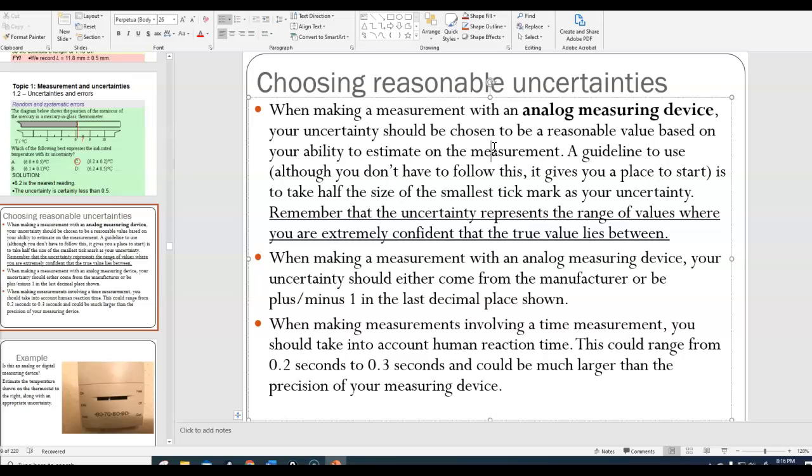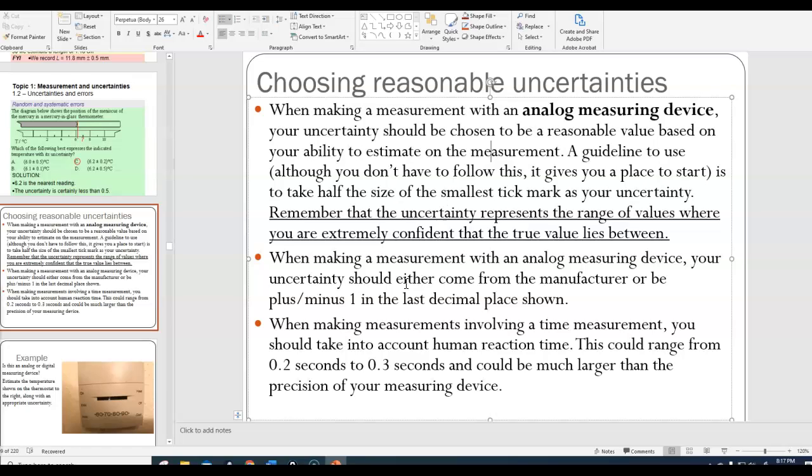A safe guideline to use is to basically take half of the smallest tick mark as your uncertainty. And so, for example, if you were measuring the length of something and you had millimeter tick marks, then you could start off by using an uncertainty of 0.5 millimeters or 0.05 centimeters as the uncertainty. Now, you don't necessarily have to use that because you might be able to go smaller than that, but that would be a good place to start. And remember, when we're talking about uncertainty, you're basically talking about a range of values where you're extremely confident that the true value, whatever true value means, lies within that range.